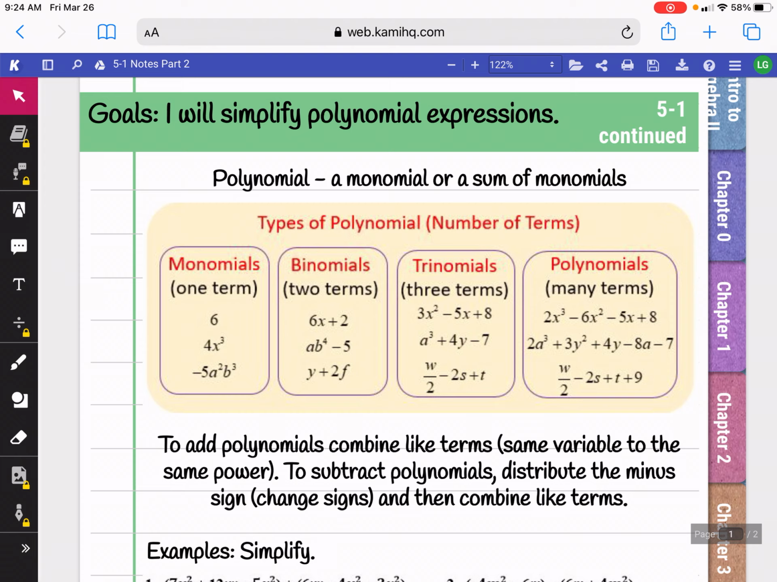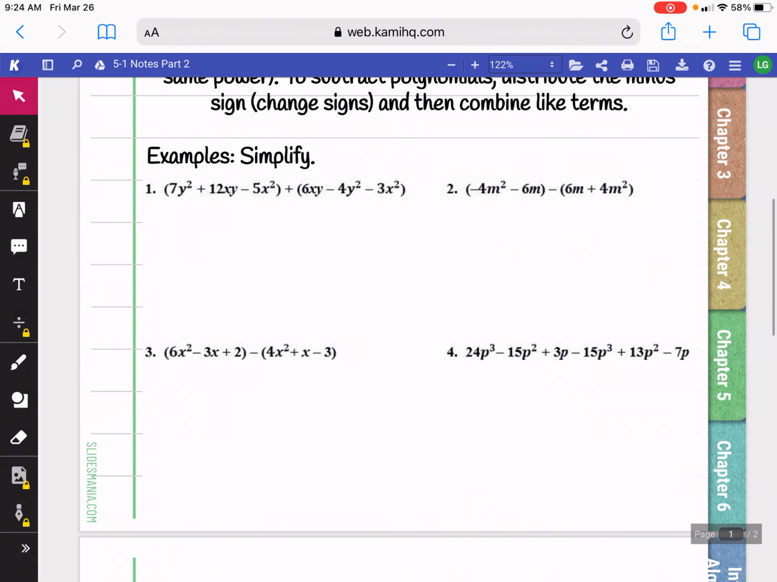Make sure when you're combining like terms that not only are the variables the same, but they also have the same exponent or power. When you subtract polynomials, you distribute the minus sign first, which changes signs, and then you combine like terms. So here we're going to practice a few addition and subtraction problems.